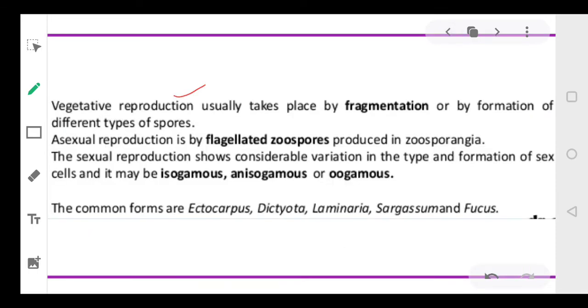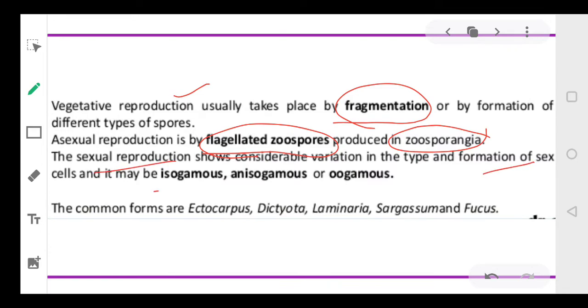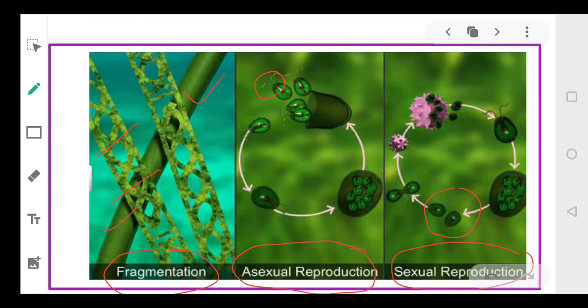So we can have vegetative reproduction by fragmentation, and asexual reproduction through flagellated spores, which are called zoosporangia, while sexual reproduction is through various types of sex cells, which may be isogamous, anisogamous, and oogamous. A few examples are listed here. And we have listed a few examples here also.